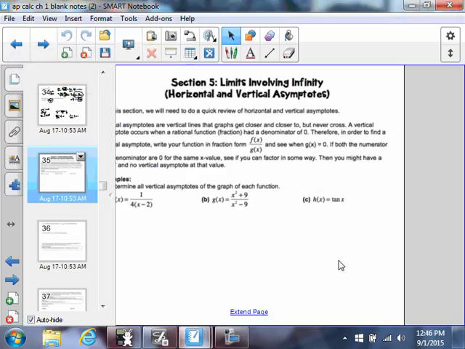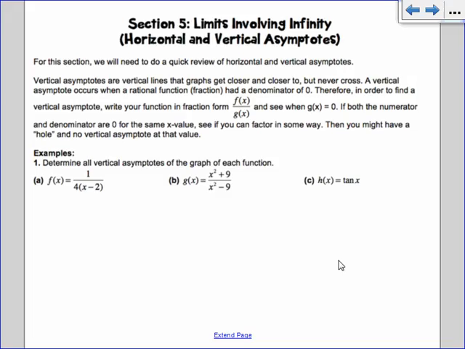All right, so this section is called limits involving infinity. So basically, it's going to be about vertical and horizontal asymptotes. I know that you guys have talked about vertical and horizontal asymptotes before, but this is going to go a little bit deeper into our understanding of how they work and how they're related to limits.